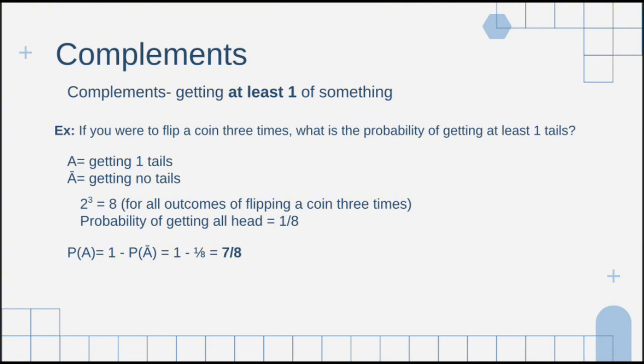And then you get the probability of all heads. So this is only 1 out of 8. To get the probability of at least 1 tail, you take 1 minus the probability of A hat, which is the probability of getting all heads. So this would then be 1 minus 1/8, which would be 7/8. So altogether, your probability of getting at least 1 tail from 3 coin flips would be 7/8.